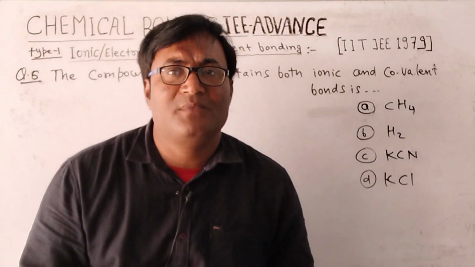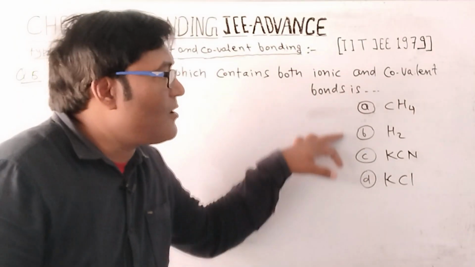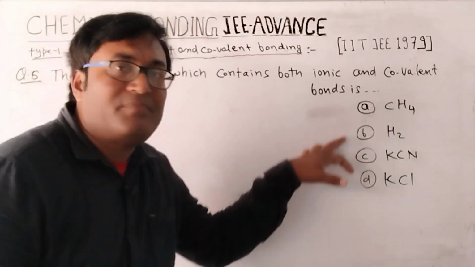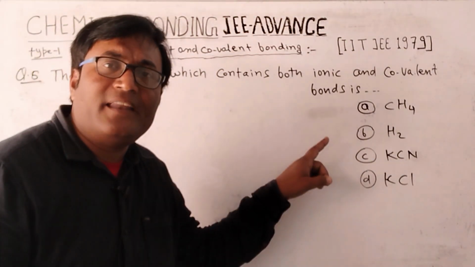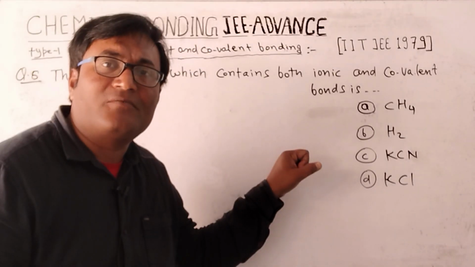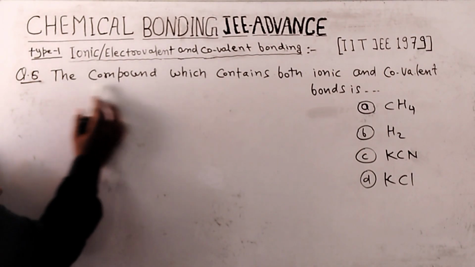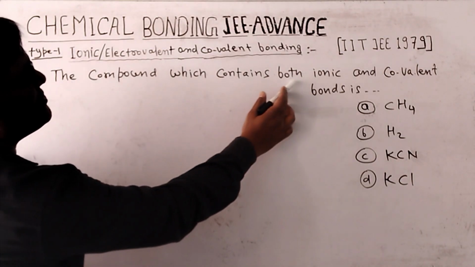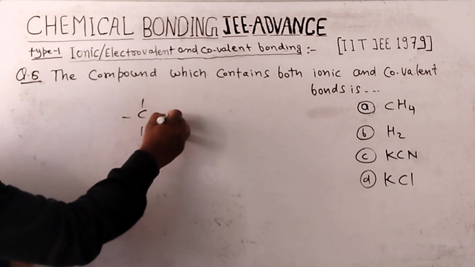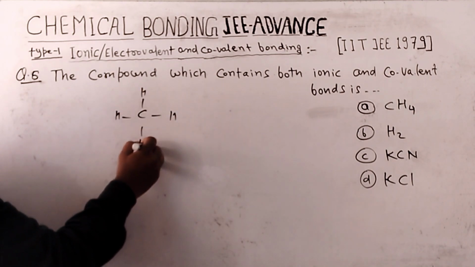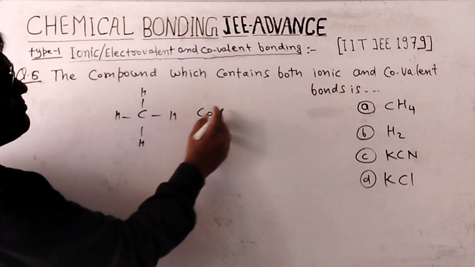Now question number 6. According to question number 6, in these four options, in which compound or molecule are both ionic and covalent bonds present? One by one we can check. According to the question, the compound contains both ionic and covalent bonds. Option A, in case of CH4, is completely a covalent bond. In CH4, covalent bond is present.